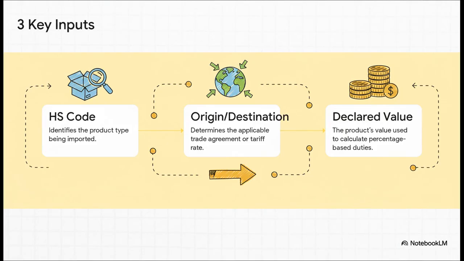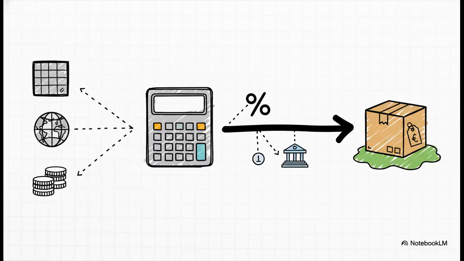So how does it actually work? Well, on a basic level, it's surprisingly straightforward. You really only need three key pieces of info. First, the HS code. That's a universal number that basically tells customs officials exactly what your product is. Second, you need to know where it's coming from and where it's headed. And third, what's the declared value of the goods? Simple as that. Once you plug those three things in, the calculator does all the heavy lifting.